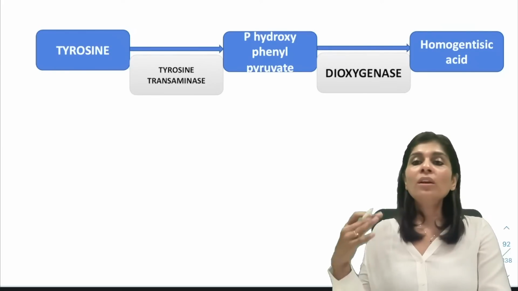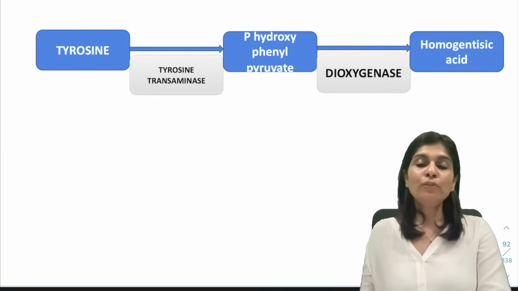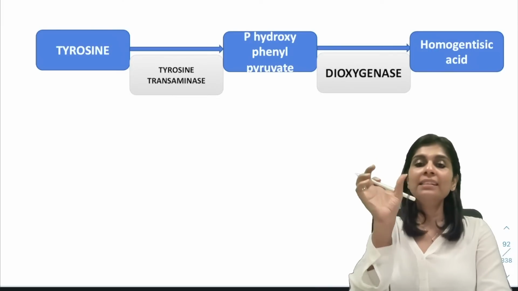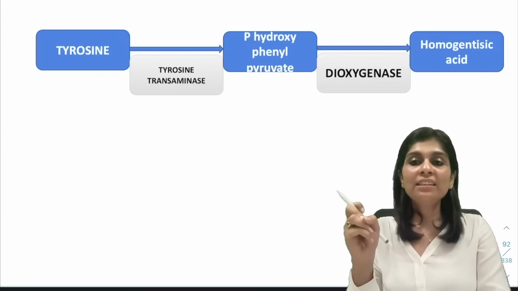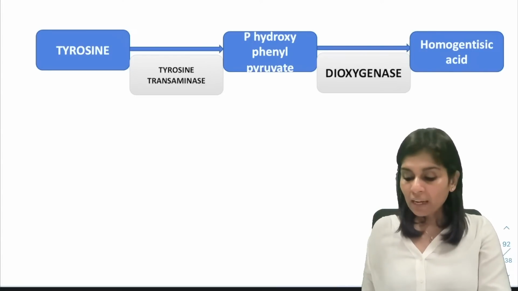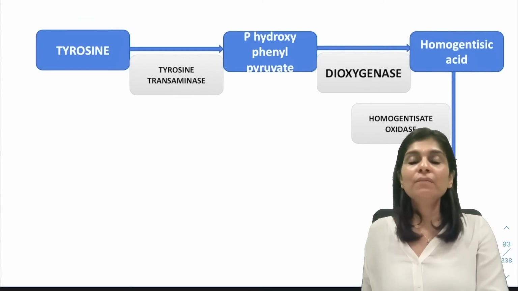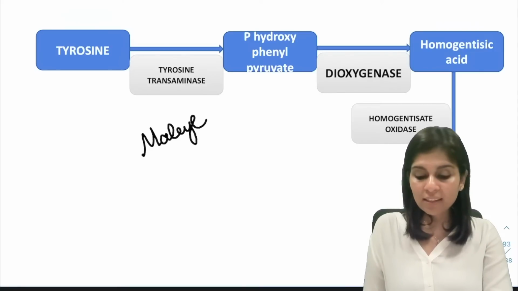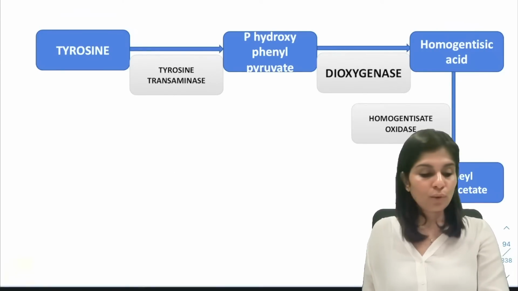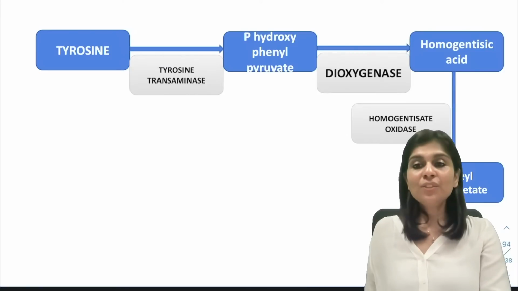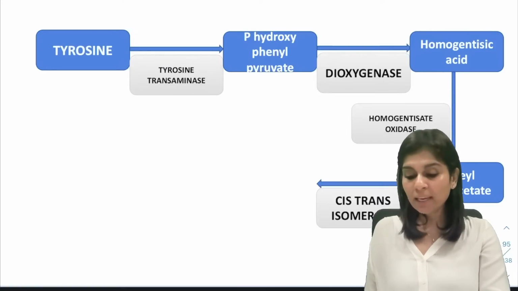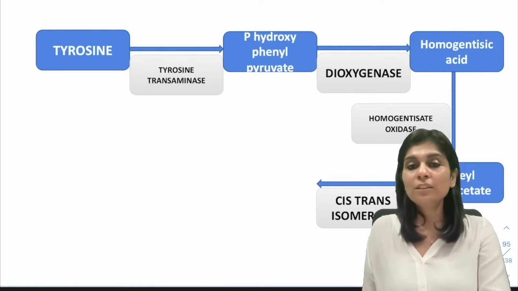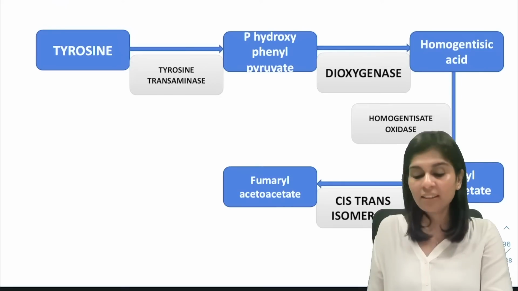What logically will be the next enzyme? If you have homogentisic acid, the next enzyme has to be homogentisate oxidase. And this homogentisate oxidase converts homogentisic acid to maleylacetoacetate. What is the product that you get? You get maleylacetoacetate. Then cis-trans isomerase acts on maleylacetoacetate, converting it into fumarylacetoacetate.